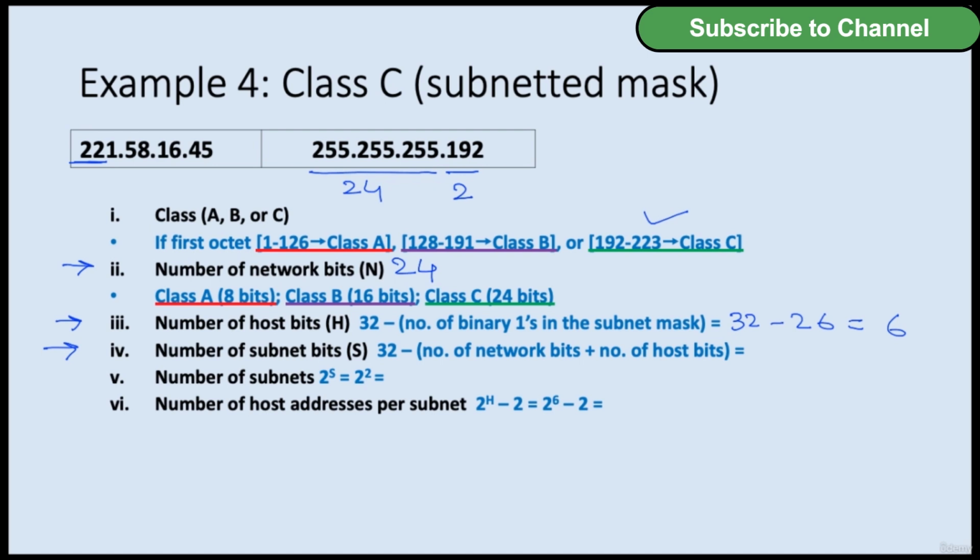Number of subnet bits: 32 minus the network bits plus host bits, so 32 minus 30 in this case, I got 2 subnet bits. Because of the 2 subnet bits, the number of subnets will be 2 raised to the power 2, which is 4. 4 subnets are present in this network. Number of host addresses per subnet: the number of host bits is represented with H, and the value is 6. So 2 raised to the power 6 gave me the value 64, minus 2 is equal to 62 hosts in each of the 4 subnetworks.